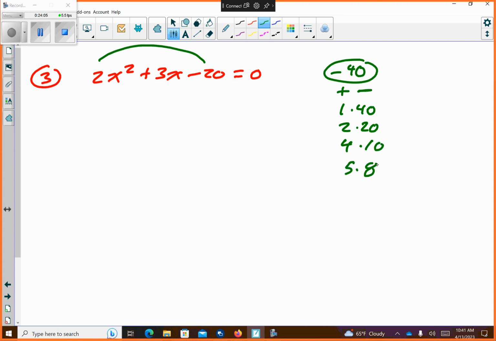One being positive, one being negative, that would add up to our b value, which is 3. Do any of these add up? I'd say no, I'd say no, I say no, I say yay. Try and factor that one without using the quadratic.